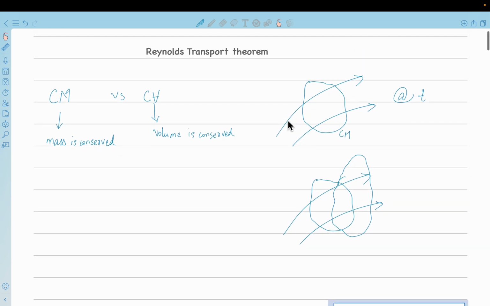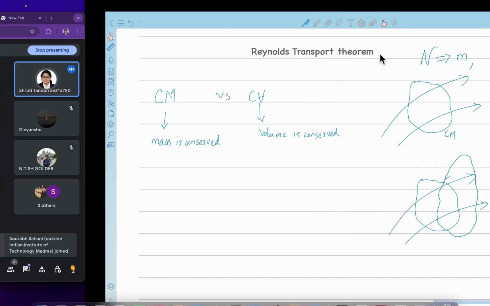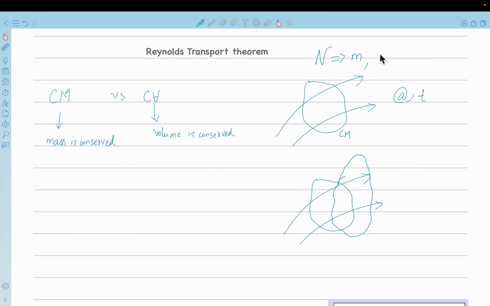Let us consider any quantity. Any quantity I am going to denote as n, but examples are, let's say, mass. What other quantities can be conserved? What are the other quantities that we usually want to study? Momentum. Yes, so let me write momentum. Mass, momentum, energy. These are the quantities that we want to conserve.